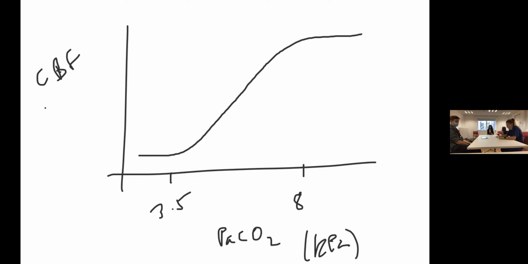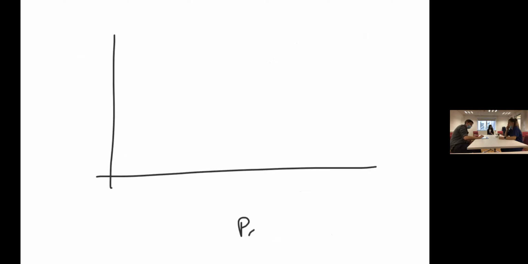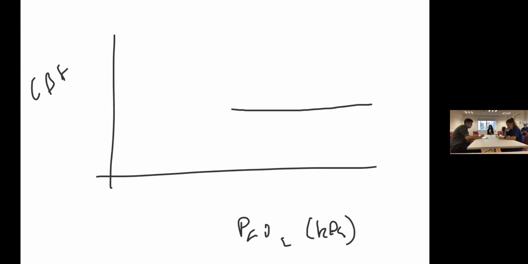Great. And what's the effect of oxygen on cerebral blood flow? So the effect of oxygen again is similar. So you can chart PaO2 in kilopascals on the x-axis and cerebral blood flow on the y-axis. Essentially, oxygen has almost no effect on the cerebral blood flow until you drop the PaO2 to around about 8 kilopascals, at which point the cerebral blood flow rises.